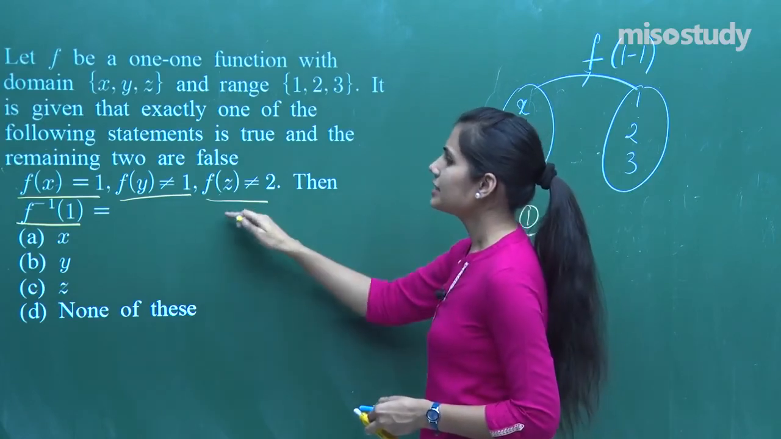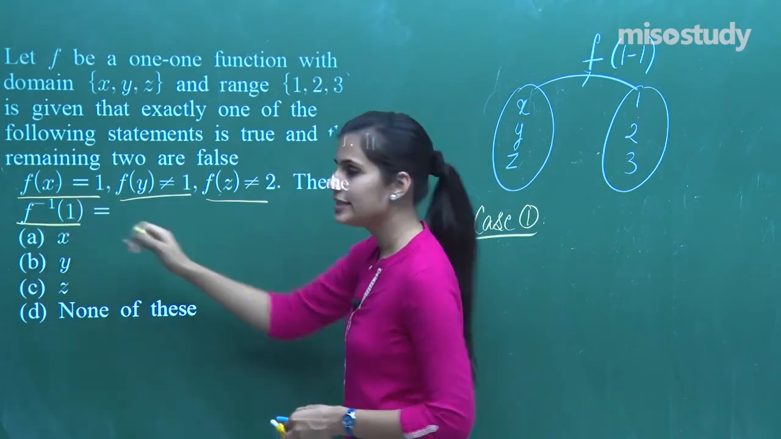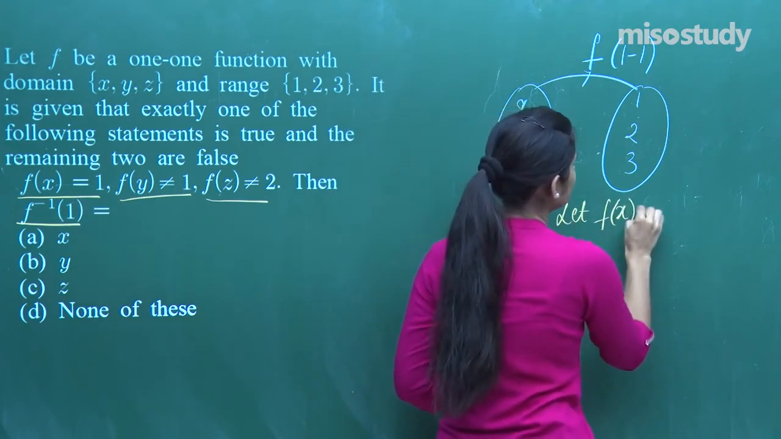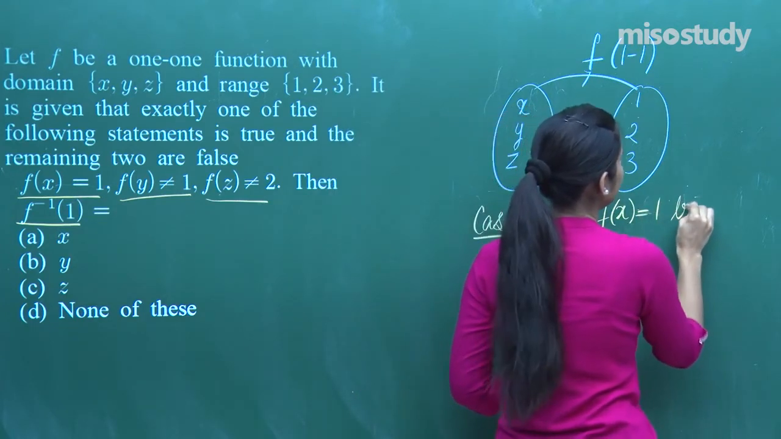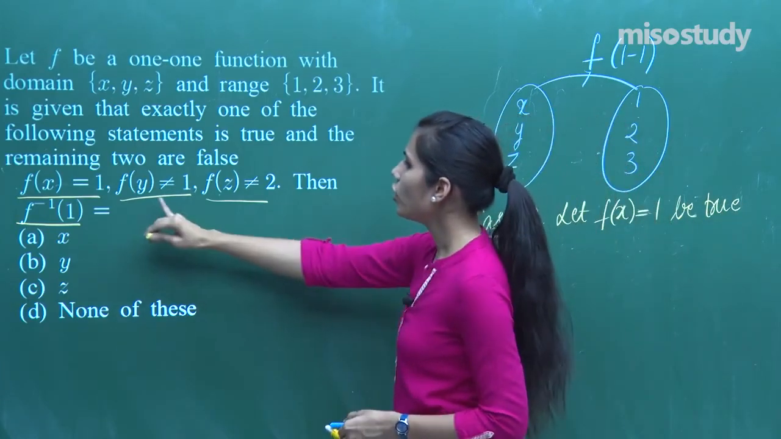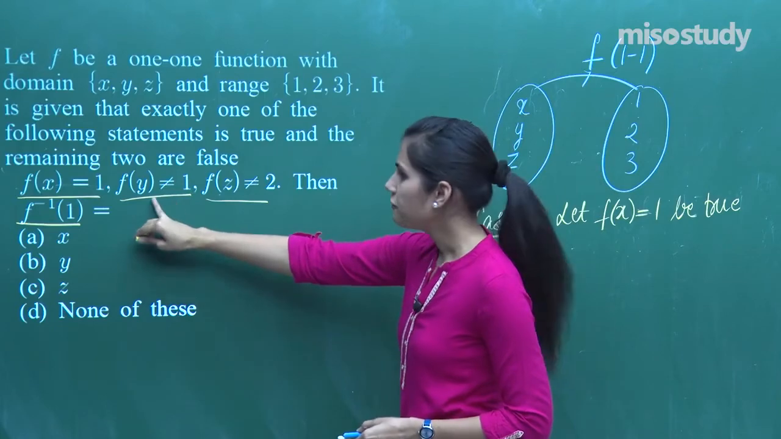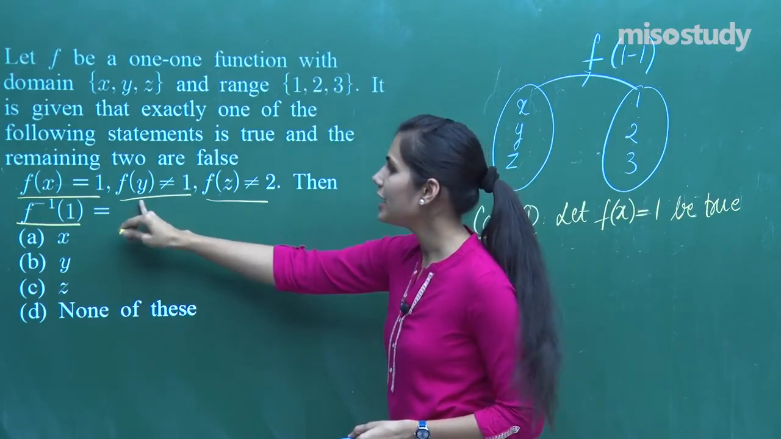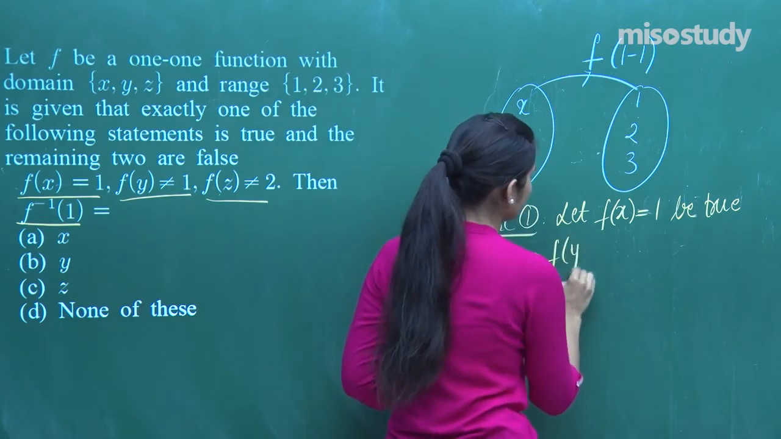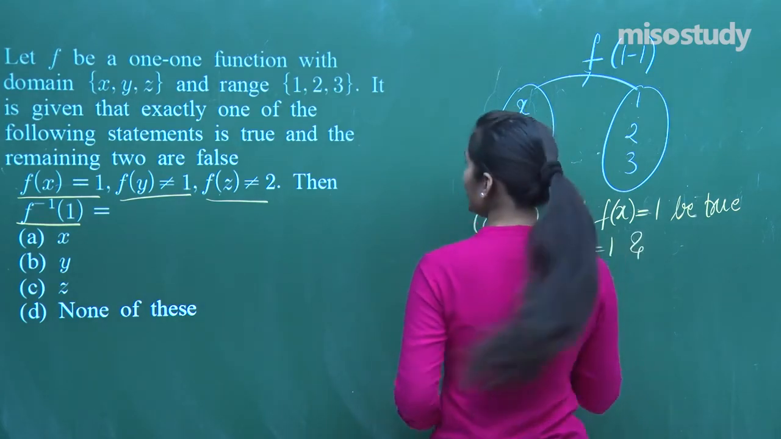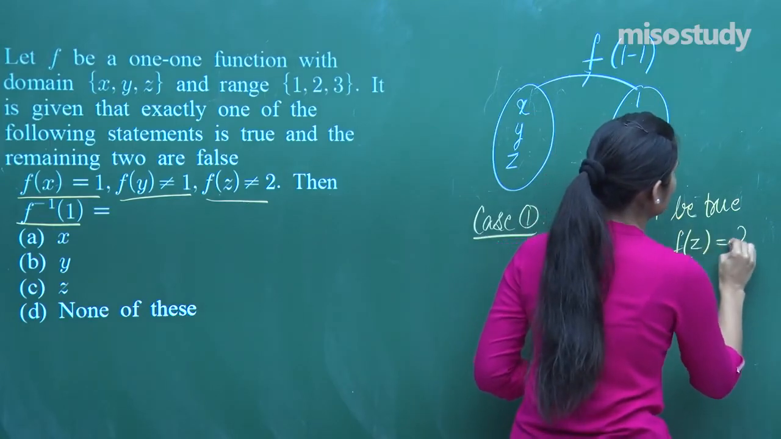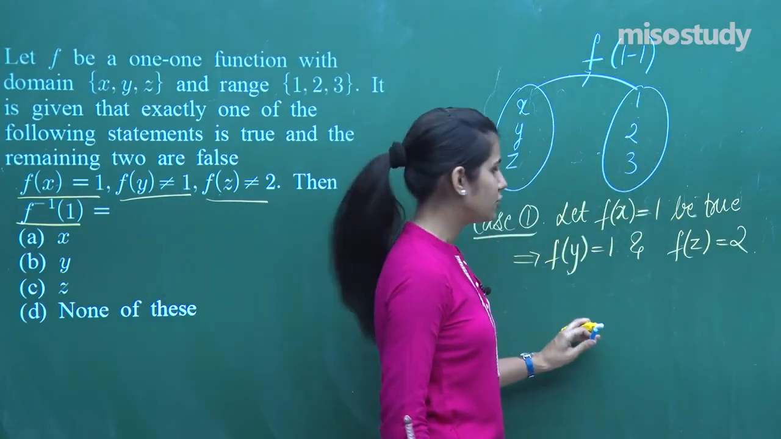If among these 3 statements, this statement is true, f(x) equals 1. So let f(x) equals 1 be true. This implies the rest of the 2 statements are false. This is false means f(y) is not equal to 1, so the false will be f(y) is equal to 1 is true. So f(y) will be equal to 1, and this is also false, that means f(z) will be equal to 2. Just picture it out.